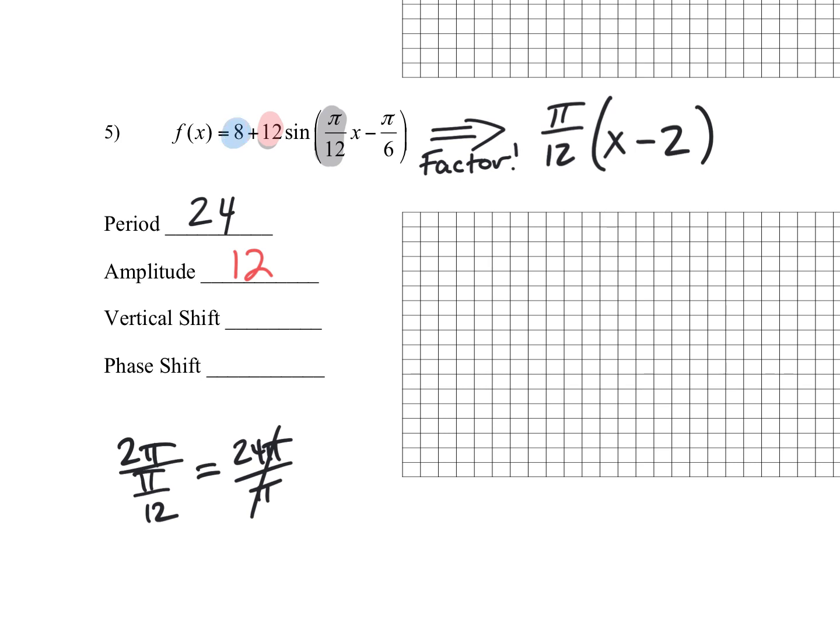Our vertical shift comes from any addition or subtraction outside of the function. This plus 8 you might sometimes see at the end, but in this case, they do have it up front. That'll be our vertical shift of 8 in the positive direction. And our phase shift, now that we're fully factored, is going to be 2 to the right. Just because this is a longer process, I'm going to pause the video and set up my axes, and I'll explain exactly how I did that when appropriate.